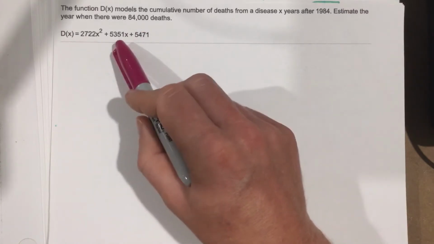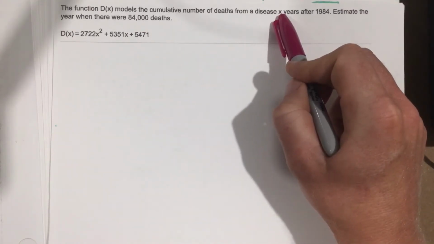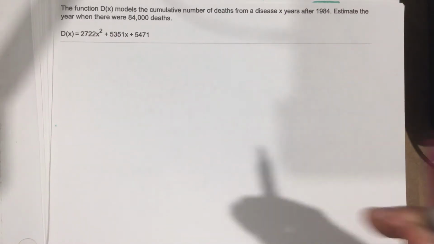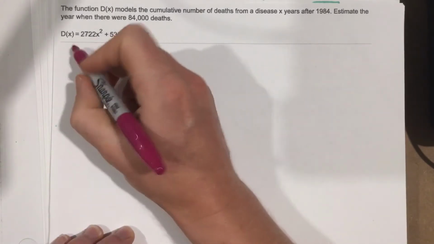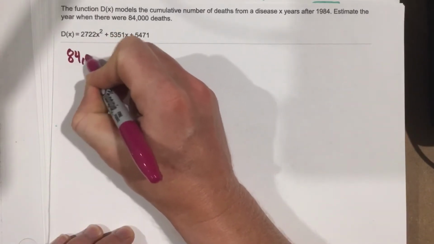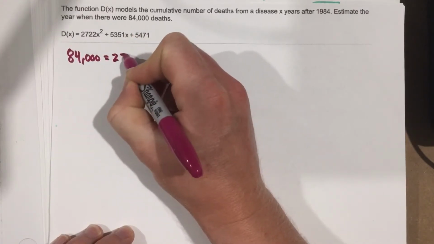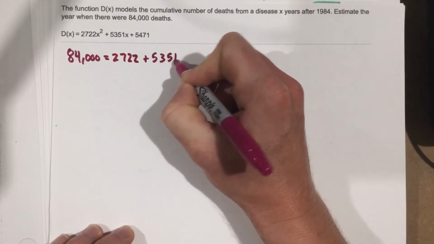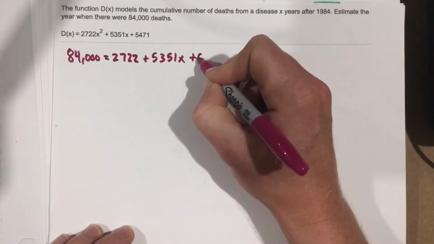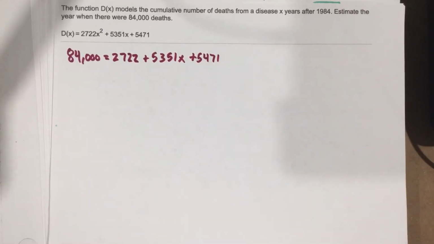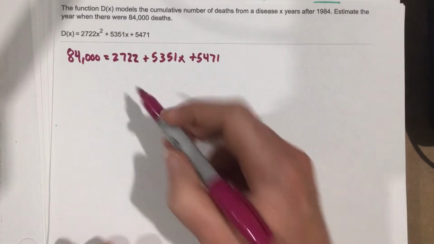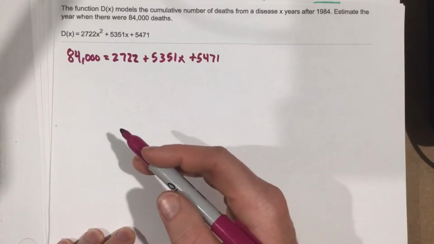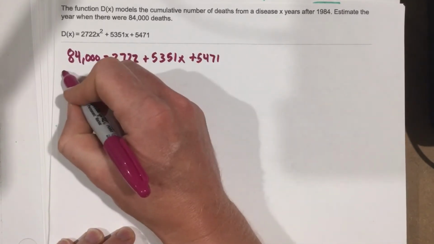So if they want us to solve this to find the years, well, this is a quadratic. We should set that quadratic equal to the number of deaths that we're looking for, which is 84,000. So we're going to say 84,000 equals 2722x squared plus 5351x plus 5,471. And then once we have this quadratic equal to 84,000, we actually need to get it equal to 0 so we can find the roots. So let's subtract 84,000 over.